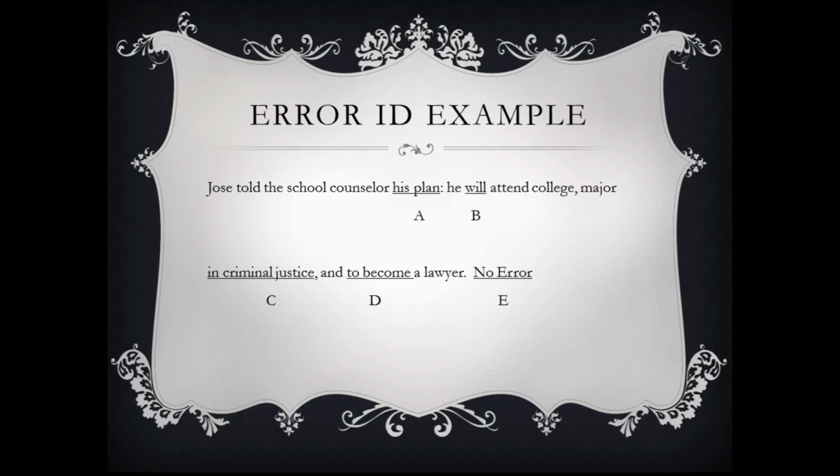Here's an example of an error ID question. Josie told the school counselor his plan. He will attend college, major in criminal justice, and to become a lawyer. Notice that there are 4 possibilities within the sentence that could be incorrect. Your 5th option that will always appear is option E, no error. So if you read through the sentence after we've gone through all of our grammar rules and have not found any errors, your default will be no error, answer choice E.